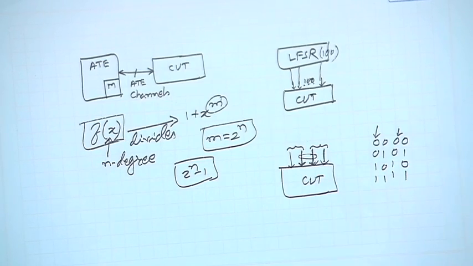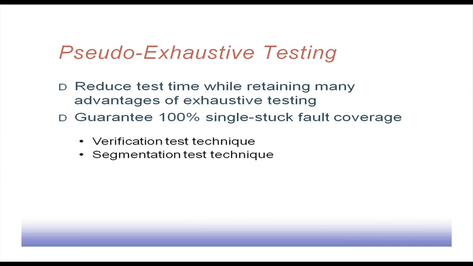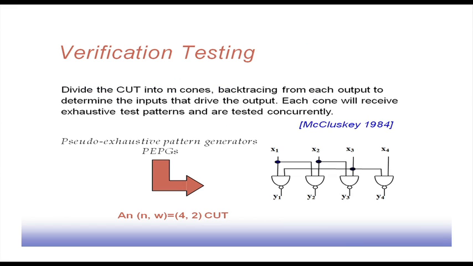Now, for a circuit, it may be the case that we do not want all these exhaustive patterns to be applied, only at certain input cones of the circuit. So, we want to have this exhaustiveness only there, and that way we can have pseudo exhaustive testing. The first one is known as verification testing. We divide the circuit under test into m cones, and we backtrack from each output to determine the inputs that drive the output. Each cone will receive exhaustive test patterns that are tested concurrently.